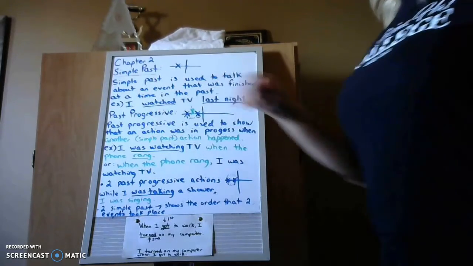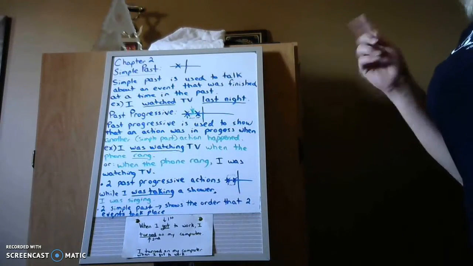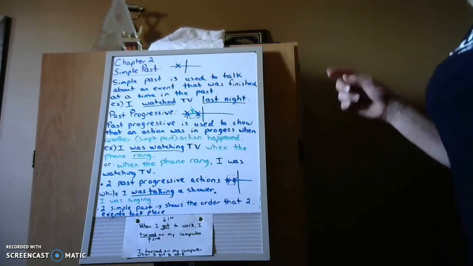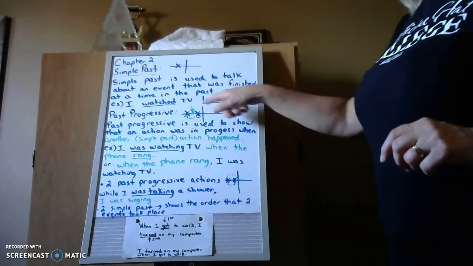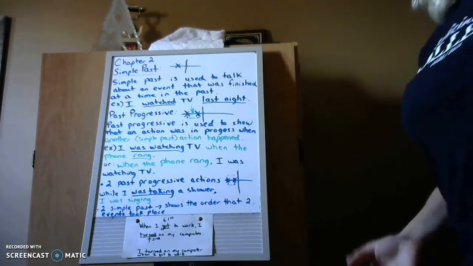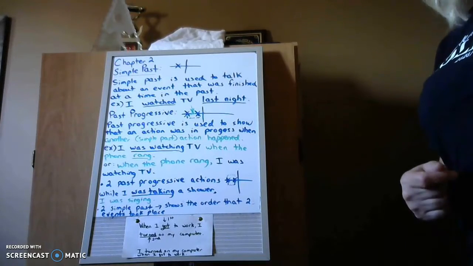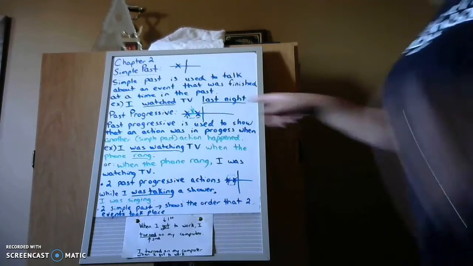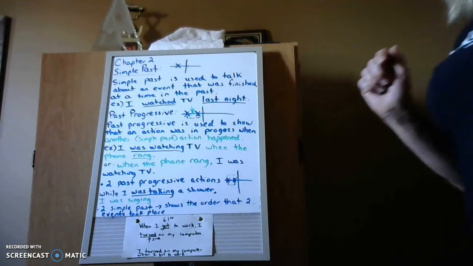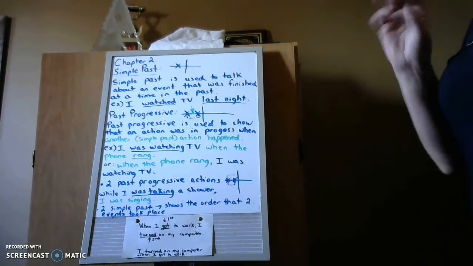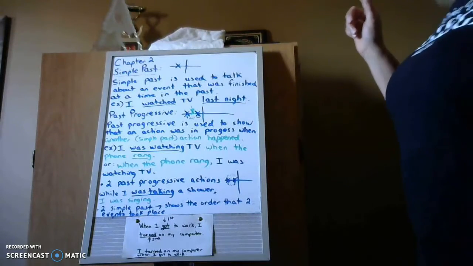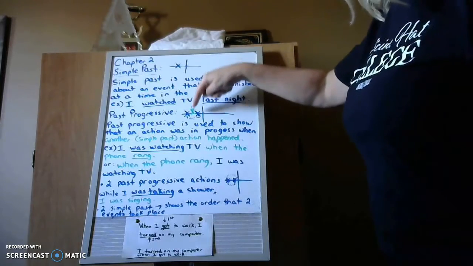Now, for past progressive, remember, we're talking about two different actions. So we're going to have two different clauses. We can have an action that was taking place. Now remember, this has to be a long action, not something like I dropped my pencil, because that's just really quick. So I was watching TV here. This is the period of time where I was watching TV, because that was the long action that was taking place. But during that time, something else happened here.